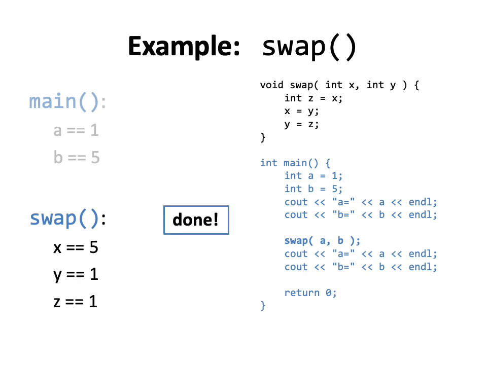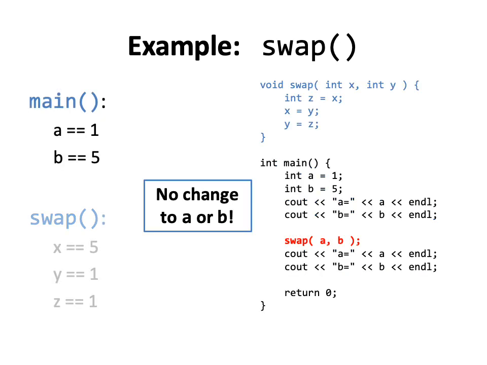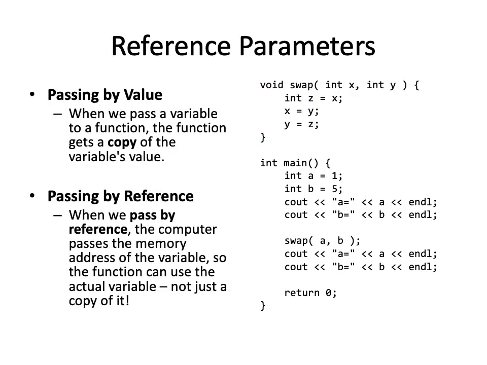Are we done? No. The reason for that is because even though x and y changed in the swap method, they didn't change the values of a and b in the main method. That's because x and y were copies of a and b, and so we swapped the copies of a and b, but we didn't swap a and b themselves. And because of that, there was no change to a and b in the main method. That's because we were passing by value, and that's the typical default for when we pass parameters into functions. It's usually faster for small variables like integers.